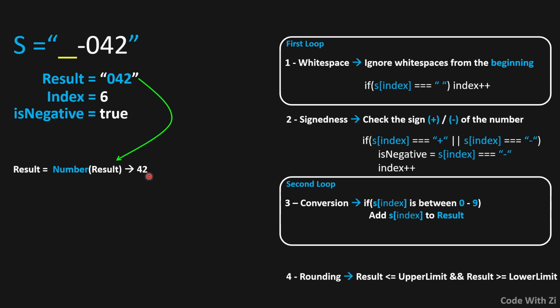And then at the end, we have to check and see if our result, which is 42, is less than or equal to the upper limit and bigger than or equal to the lower limit. And if our result was actually between the limits that were defined to us, we're just going to return it. Now let's code this in the simplest way possible. All right, let's code this.